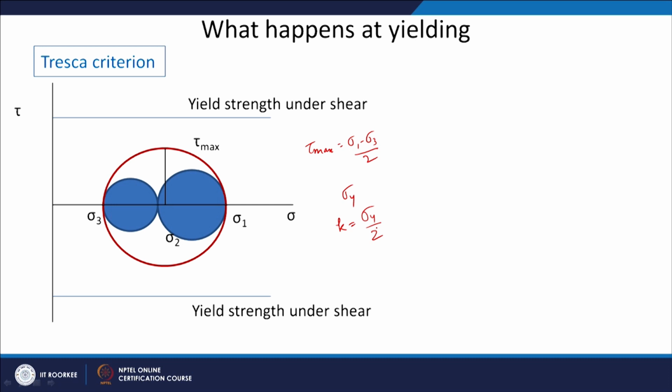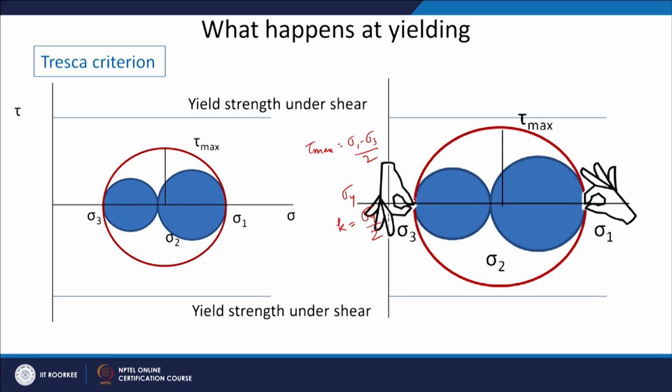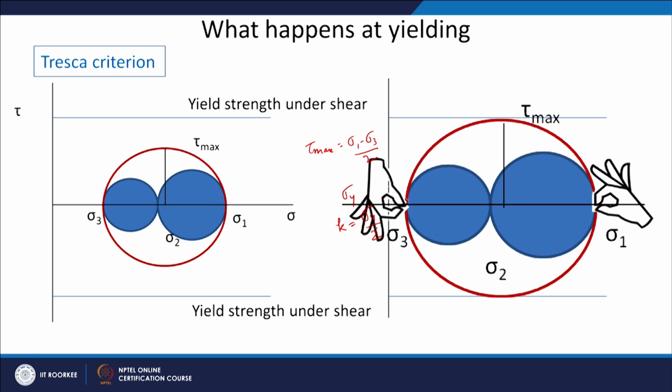This is what happens under yielding, and we can see it from this animation here. I am trying to show you that I am increasing the stress on the system. This is how I am increasing the stress in the system, and you can see at some point when my maximum shear stress reaches the yield strength under shear, the shear yield strength of the material, then the material will yield.